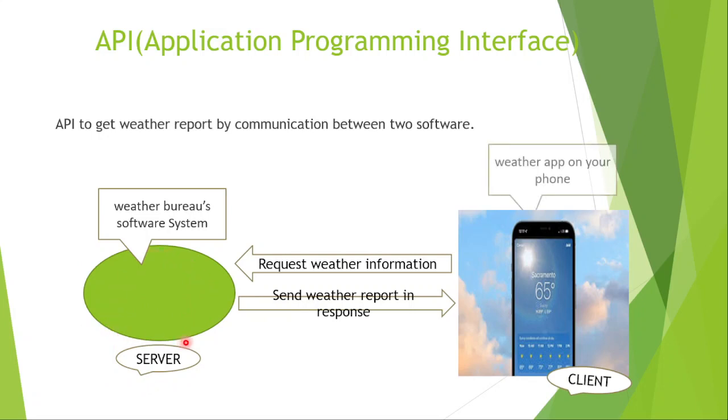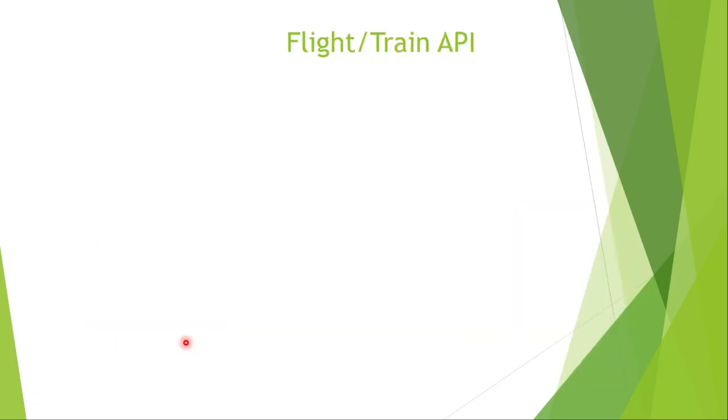Consider one more example of a flight or train API. Many of you have booked your flight ticket or checked your flight status and price, and many of you have booked your train ticket over a mobile app, or have checked the train status over a mobile app.